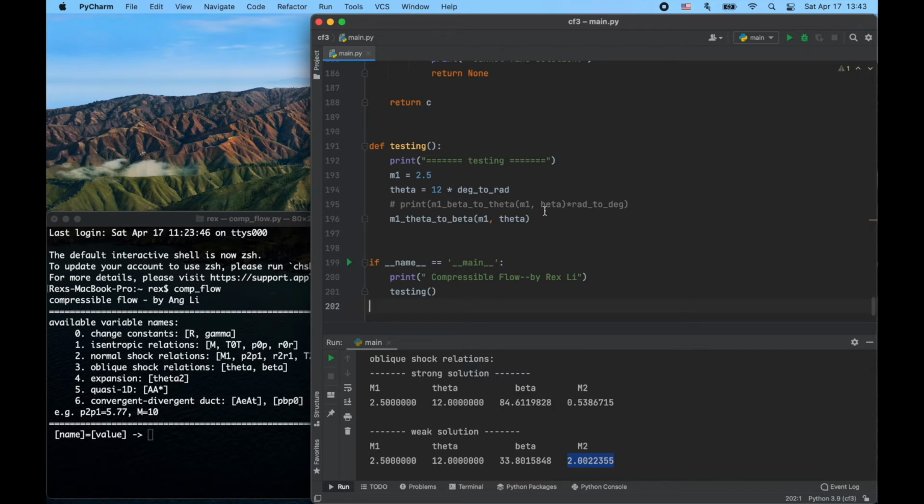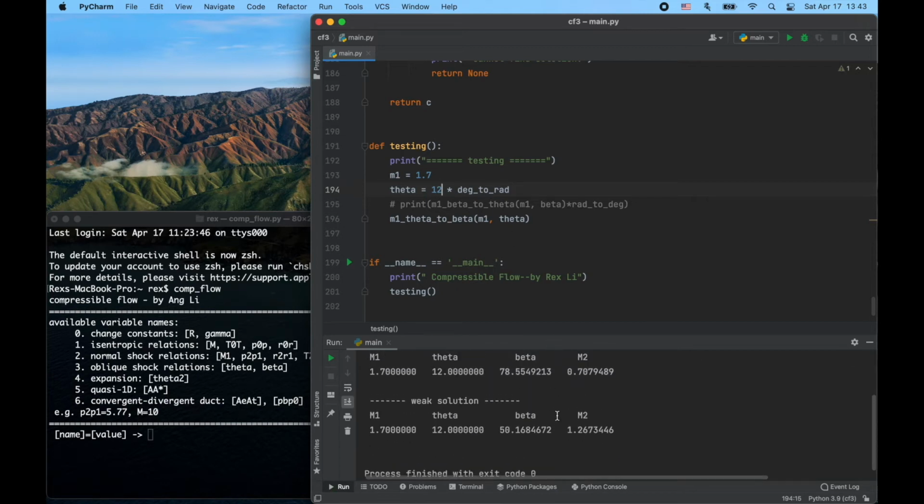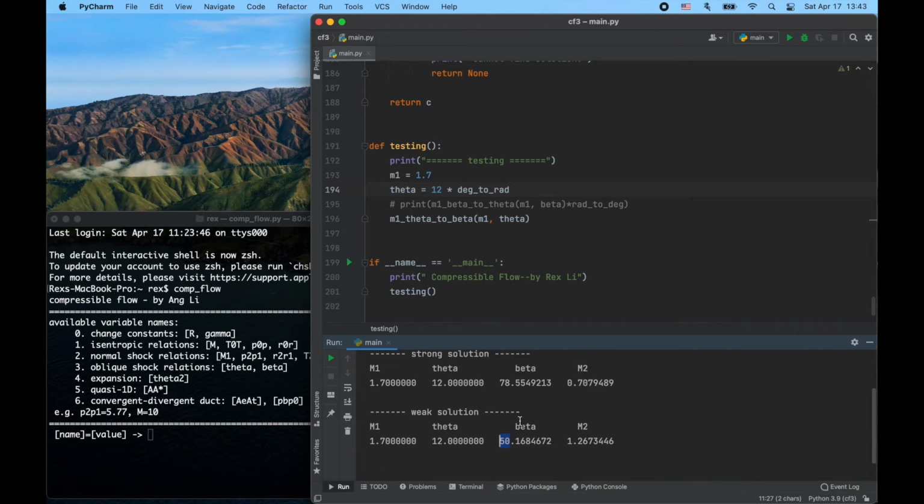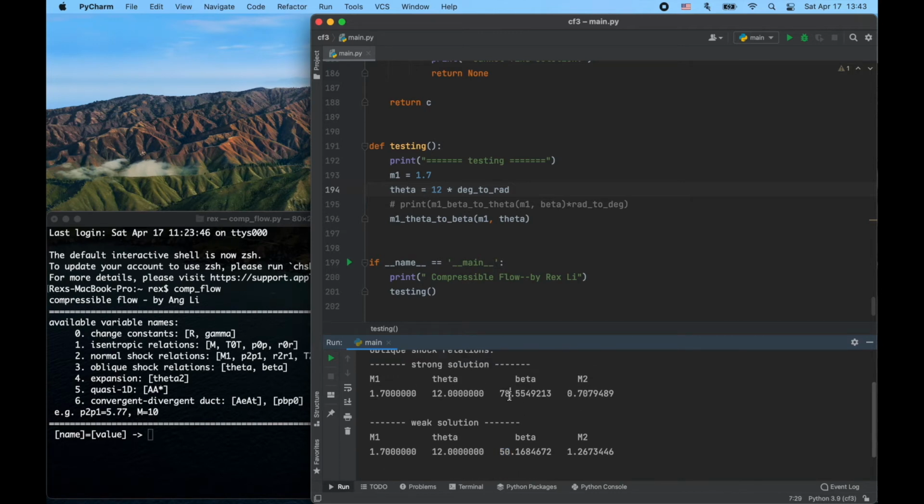Mach number is 2.5. Okay, there isn't 2.5 on the diagram. So let's try 1.7. And theta is just 12. Okay, beta is 50 degrees. This is a value we have seen before. So this is correct. For the strong one, it's 78 degrees. Yes, that is correct.